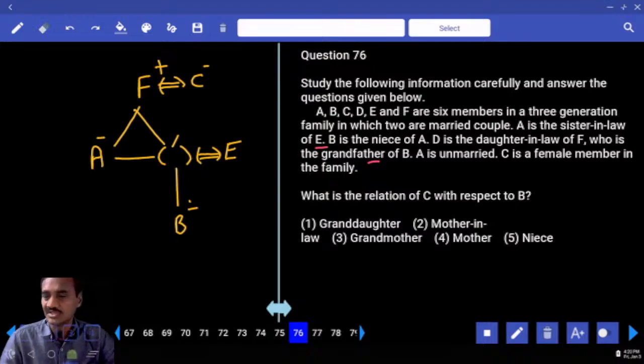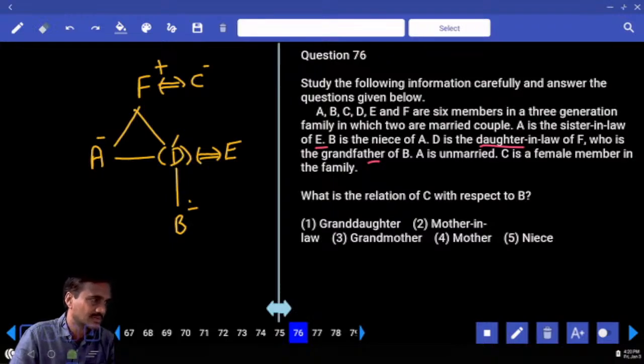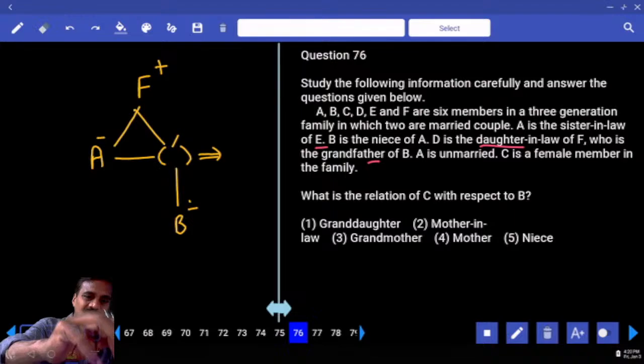Now if you have C here, D is the daughter-in-law of F. Is it possible? Finally, where should D come? Is there any chance for D to come here? No. Clear? Hence D is the daughter-in-law of F is not possible. As it is not possible here, that means now this F cannot be the father of A. Right? F cannot be the father of A.